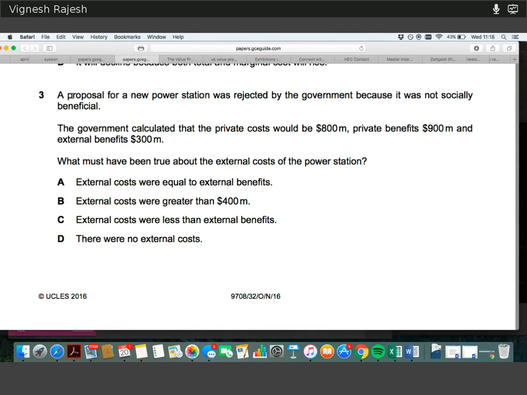Okay, part C is quite simple. It's just basic addition using cost-benefit analysis. So we know the new power plant was rejected by the government, which implies that total social cost should be greater than social benefits. And we know that the social cost is the private cost plus the external cost, and the social benefit is the private benefit plus external benefits. So we can see that the social benefits is $900 million plus $200 million, $1,200 million. And we know that the social cost exceeds social benefits, so social cost must exceed $1,200 million. Therefore, we know the external cost must exceed $400 million. Answer B.